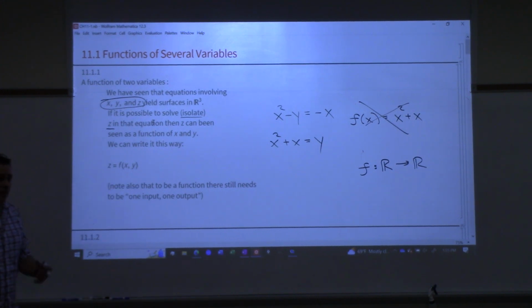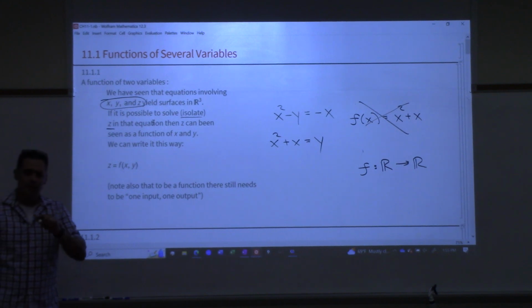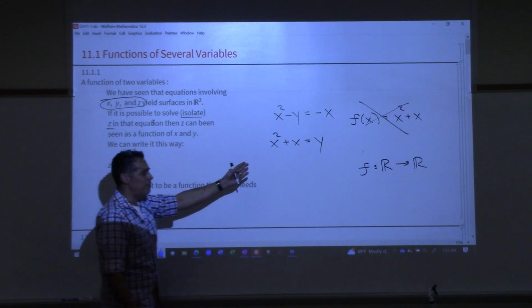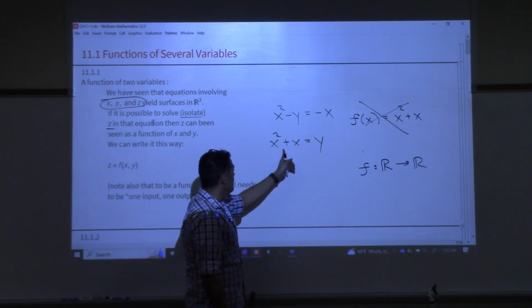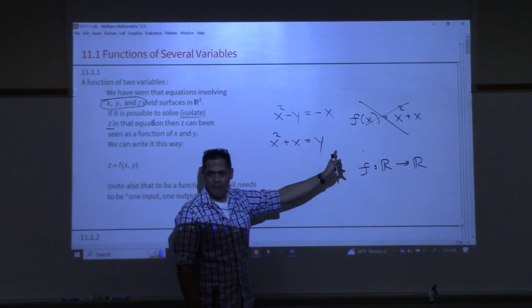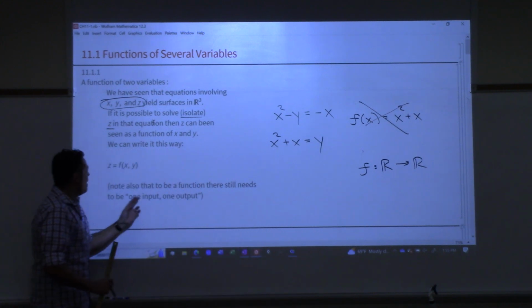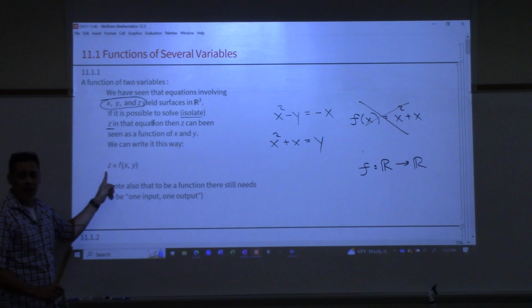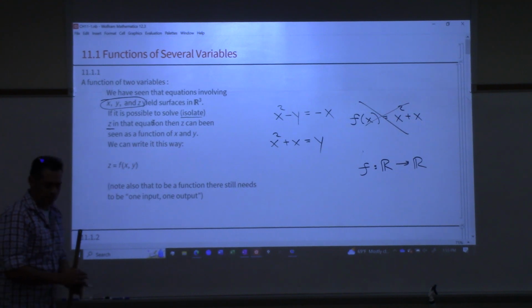Now, whenever we deal with functions, we still have this property that when you have one input, you can only have one output. That was the property of a function. If I plug in a value of x, I can only get one value of y out. Same principle here. If I plug in one value of x and one value of y, I should only get one value of z to come out.